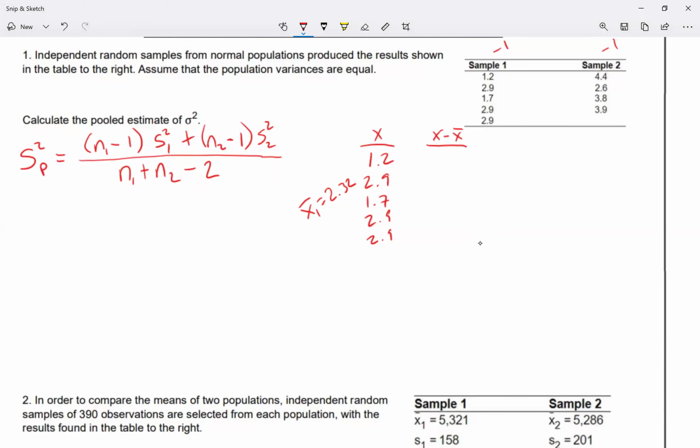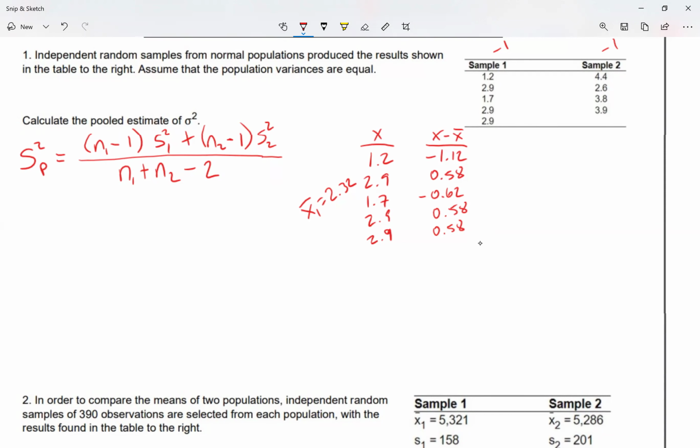Now in the next table, remember, I'm gonna go each of my x's minus the average. So 1.2 minus 2.32 gives me a negative 1.12. 2.9 minus 2.32 gives me positive 0.58. 1.7 minus the average gives me a negative 0.62. 2.9 minus the average gives me positive 0.58. And again, 2.9 minus the average, I get 0.58.